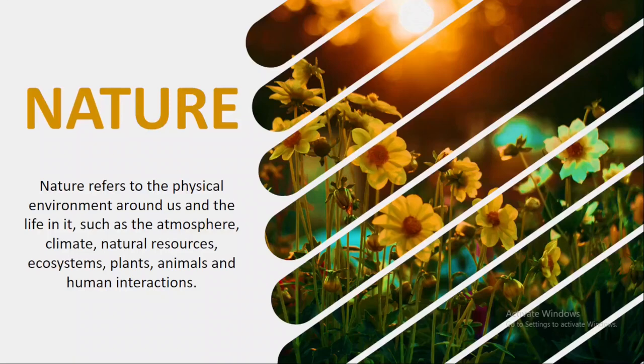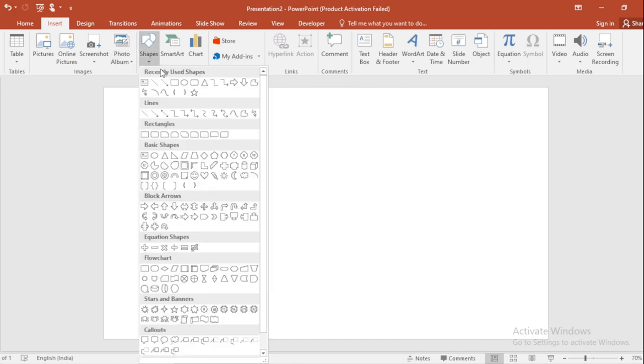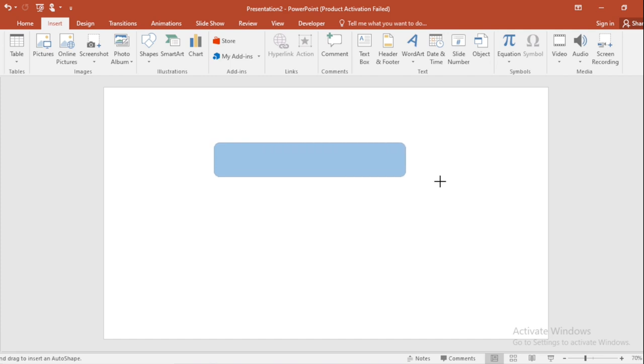In this video, we will help you to create an attractive slide presentation using rounded rectangle in PowerPoint. So, without wasting much time, let's start the video. Go to Insert, click on Shape, select rounded rectangle and drag it.